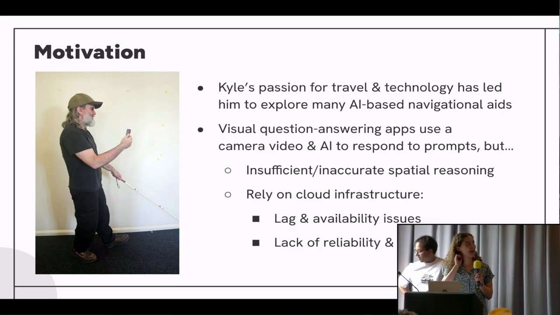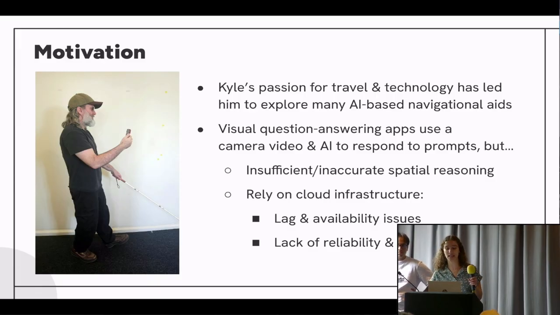So first, the motivation. This was one of Kyle's passion project ideas. Loving to travel and being really adaptable with technology has led him to explore many of these AI-based navigational aids. Typically, these visual question answering apps use live camera video feed and AI to respond to a user's prompts in real time so they can get information about the world around them in order to micro-navigate and just have a better sense of where they are.